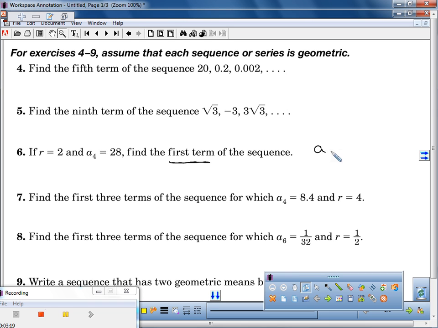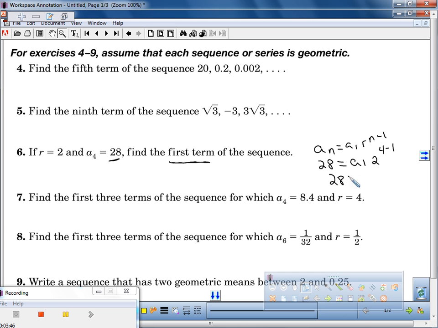So we're going to use our same formula: a sub n is equal to a1 times r to the n minus 1 power. a sub n is equal to 28. So 28 is equal to a1, which we don't know, which is what we're solving for, times r, which we know to be 2, our common ratio, to the n minus 1. n is 4, so it's going to be 4 minus 1. We end up with 2 to the third power, which is 8. So 28 is equal to 8 a1.